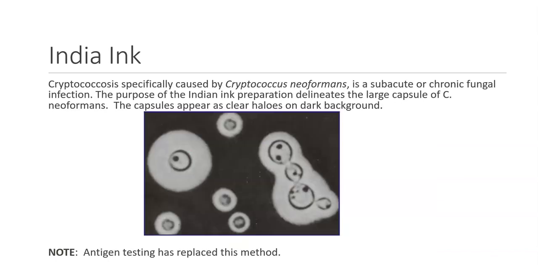In the Indian ink stain. This stain is primarily used for assisting in the diagnosis of the organism that causes cryptococcosis. And the name of the organism is Cryptococcus neoformans. This causes a subacute or chronic fungal infection. And the purpose of the Indian ink preparation delineates the large capsule of C. neoformans, and the capsules appear as clear halos on a dark background. This procedure is going to the wayside and is being replaced by antigen testing, which can specifically identify this organism.